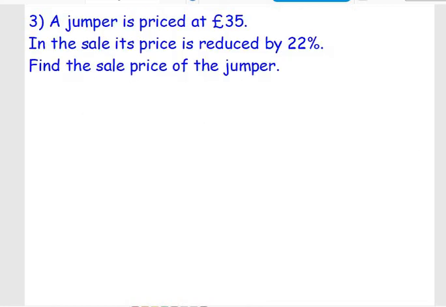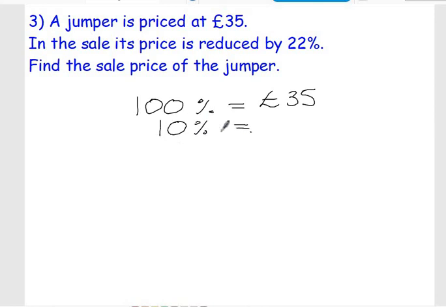Moving on to example 3 then. So a jumper is priced at £35. In the sale, its price is reduced by 22%. Find the sale price of the jumper. So we know the full price, 100%, is equal to £35. Breaking up our 22%, then our starting point is going to be 10%, dividing by 10.